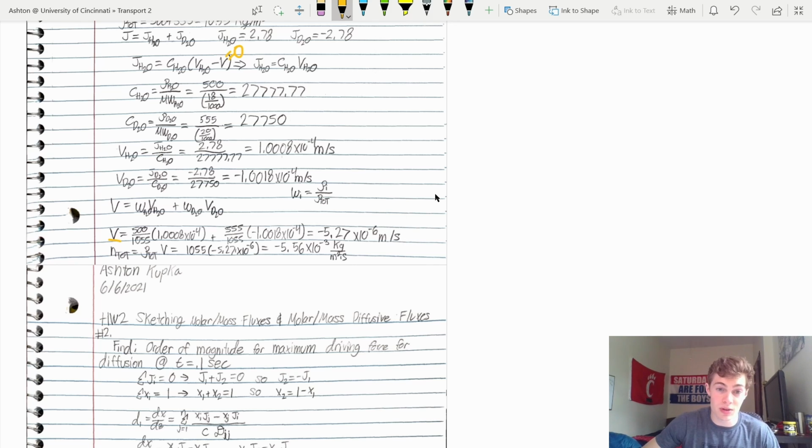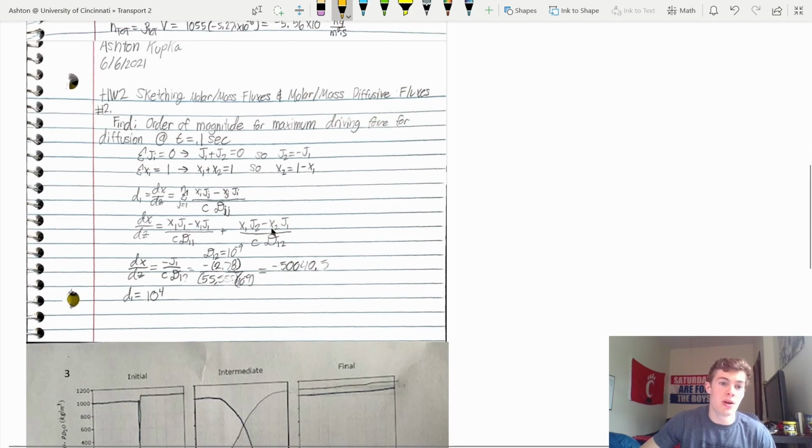With our velocity solved for and our total mass concentration solved for, we can find our mass flux. So our total mass flux, a reminder, is equal to our total mass concentration multiplied by our total velocity, which is going to be the 1,055 multiplied by our total velocity of negative 5.27 times 10 to the negative 6, giving us a mass flux of negative 5.56 times 10 to the negative third kilograms per meter squared per second.